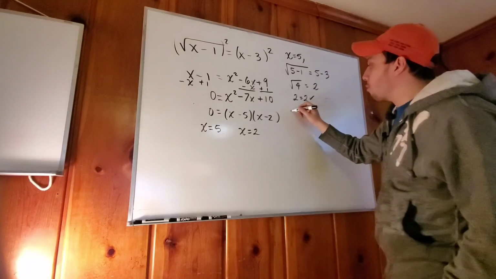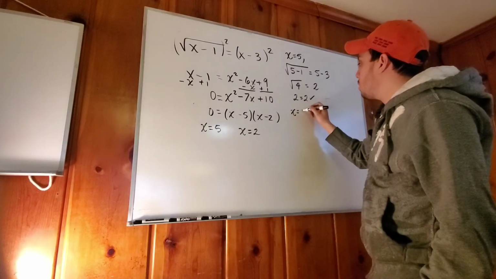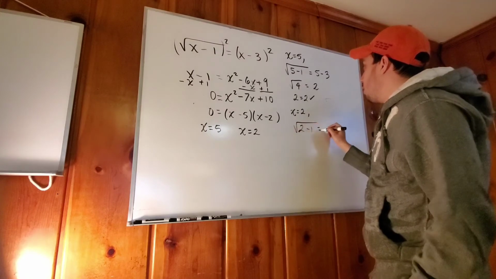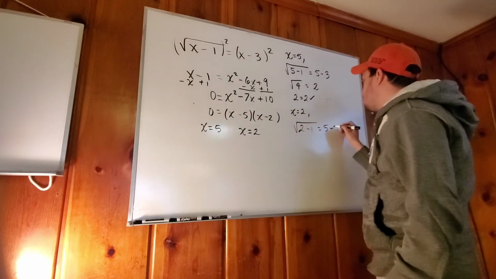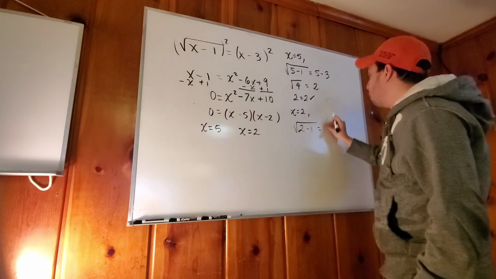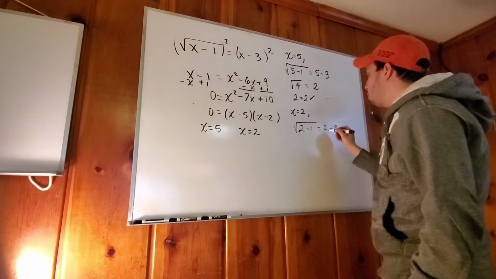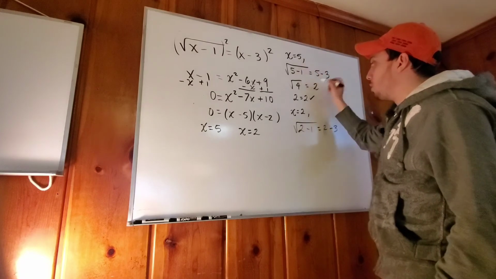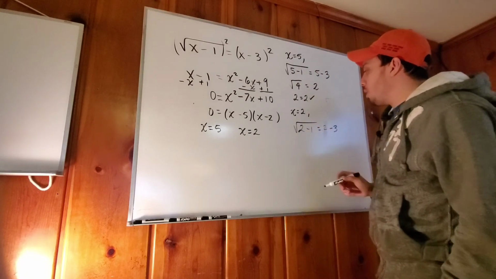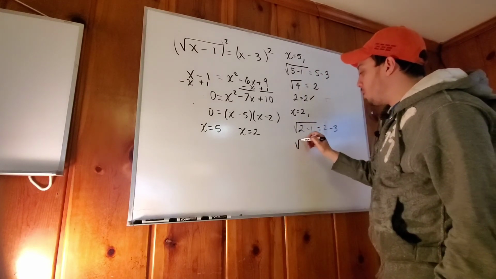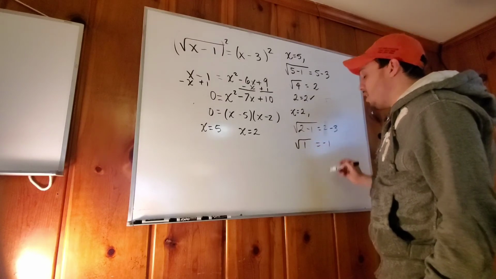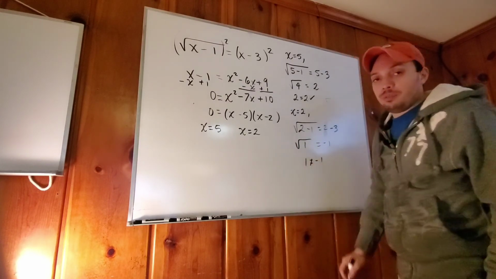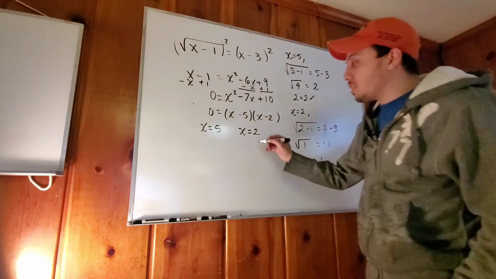Now let's check for x equals 2. So I'm going to put square root of 2 minus 1 equals 2 minus 3. Not 5, but 2 minus 3. My bad. Why 2 and not 5? Because we're checking for 2, not 5. We already checked for 5. And so in here, we're going to have 2 minus 1 is going to be square root of 1 equals negative 1. Square root of 1 is 1, but it is not the same as negative 1. So I know that this is extraneous.